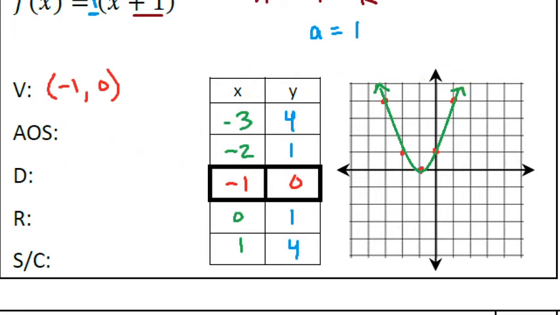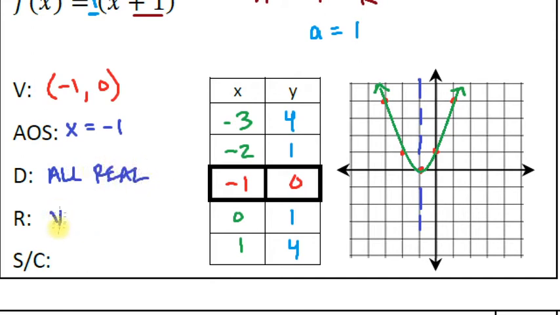Let's identify the missing parts. The axis of symmetry is the vertical line that goes through the vertex, and that's at x equals -1. Or just make it simple and look at the x value of the vertex. Your domain is all real numbers.